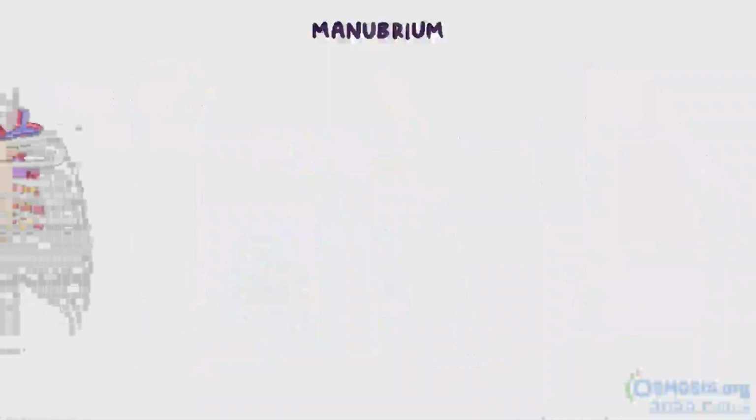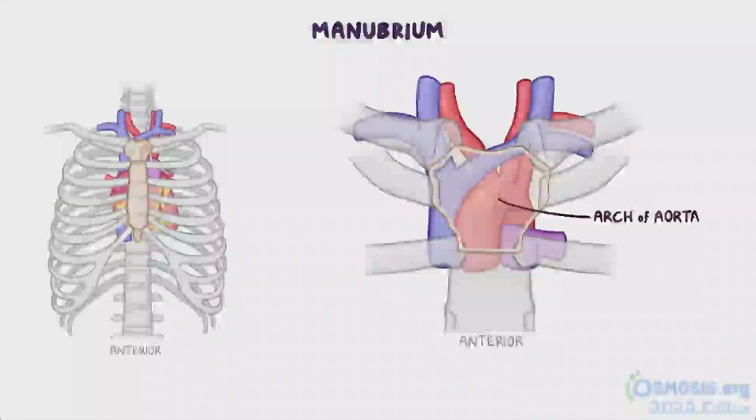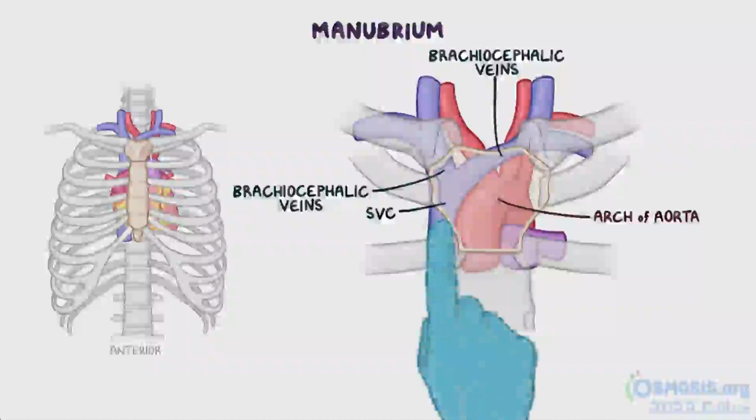Now, the left side of the manubrium is anterior to the arch of the aorta, and its right side overlies the merging of the brachiocephalic veins to form the superior vena cava. The superior vena cava then passes inferiorly deep to the manubrium and manubriosternal joint, but it projects as much as a finger breadth to the right margin of the manubrium.